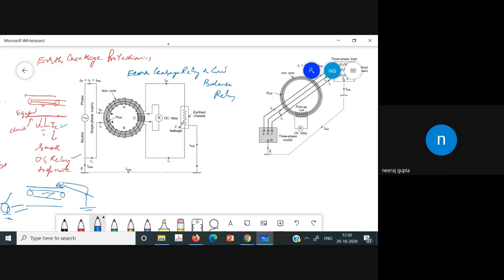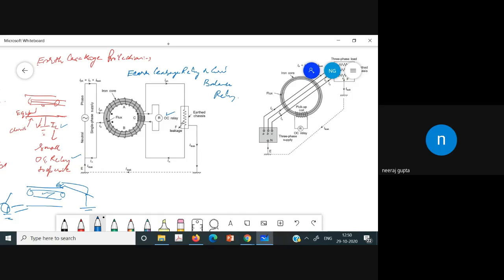It consists of a toroidal core, and it has two identical windings, A and B, having an equal number of turns, let us suppose N. Then we have another coil, C, which is known as the pickup coil, and it is connected to the overcurrent relay. The phase and neutral leads are connected to these windings, so that these will carry equal currents under normal conditions.